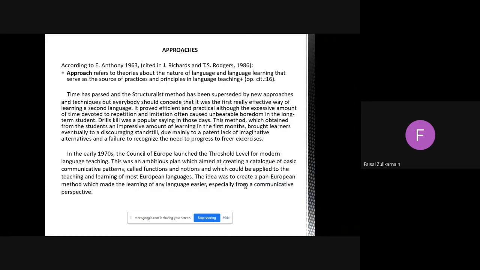According to E. Anthony, 1963, cited in J. Richards and T. S. Rogers, 1986, approach refers to the theories about the nature of language and language learning that serve as the source of practices and principles in language teaching. Time has passed, and the structuralist method has been superseded by the new approaches and techniques, but everybody should concede that it was the first really effective way of learning a second language.